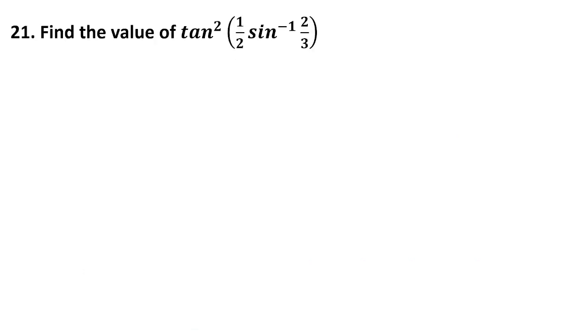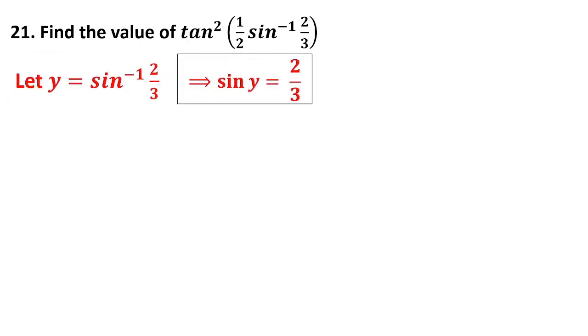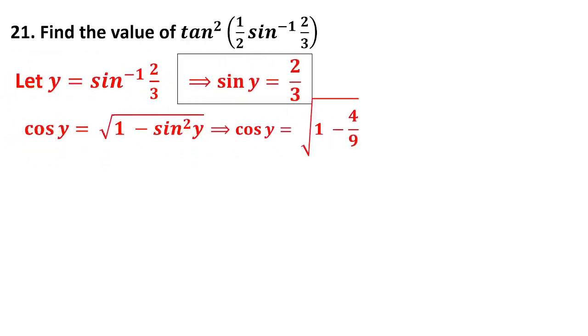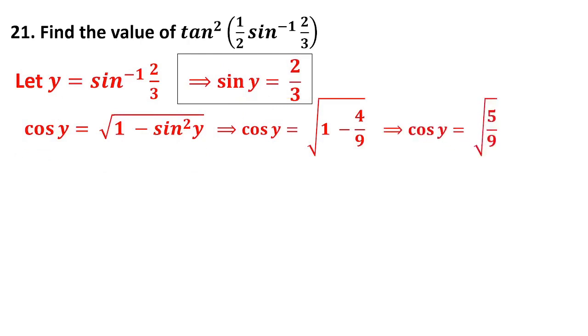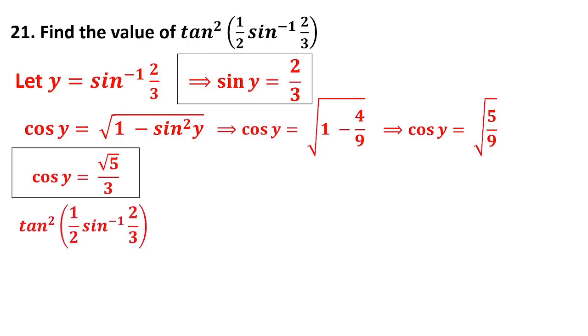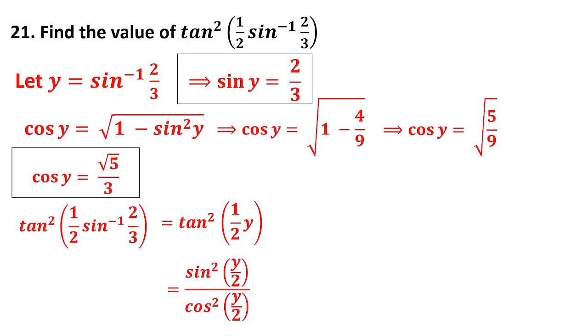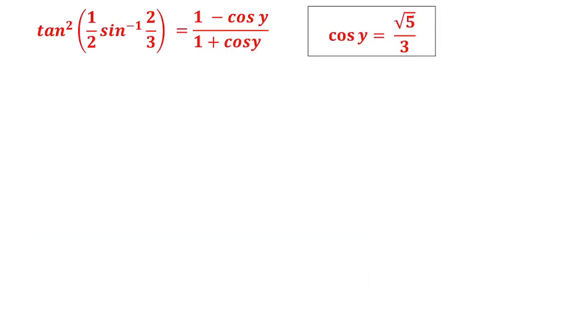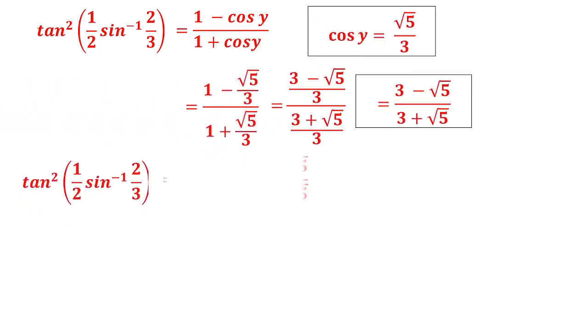Question number 21. Find the value of tan square of half sine inverse 2 by 3. For that, I am taking y as sine inverse 2 by 3, and sin y will be 2 by 3. And from there, I am getting the value of cos y and keep it ready. Now, cos y is root 5 by 3. And tan square of half sine inverse 2 by 3 is tan square of y by 2, which is sine square y by 2 by cos square y by 2. For sine square y by 2, it is 1 minus cos y by 2. For cos square y by 2, it is 1 plus cos y by 2. But cos y is root 5 by 3. Substitute now. Simplify. You will get the answer.